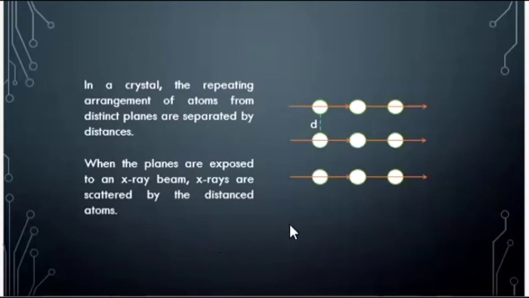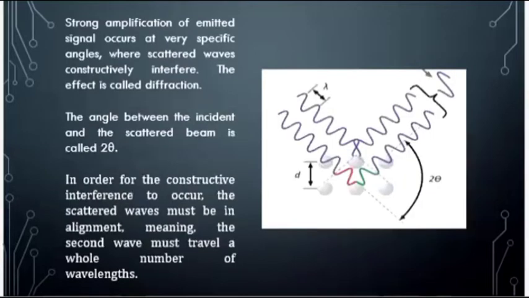In a crystal, the repeating arrangement of atoms forms distinct planes separated by distance d. So when the planes are exposed to an X-ray beam, X-rays are scattered by the atoms. Strong amplification of the emitted signal occurs at very specific angles where scattered waves constructively interfere. The effect is called diffraction.